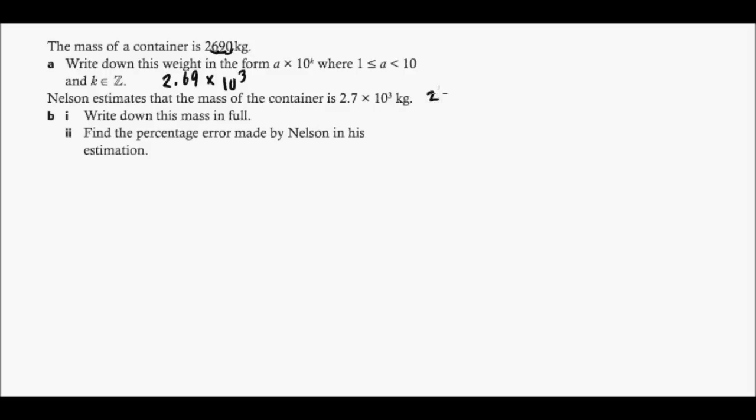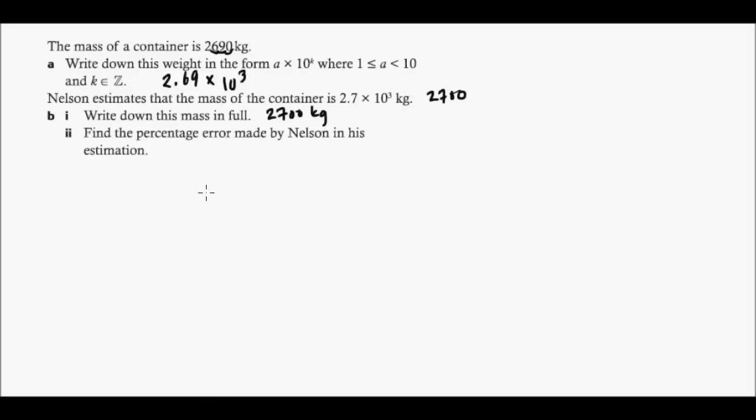Nelson estimates that the mass of the container is 2.7 times 10 to the third power. Okay, so that's basically 2,700. That's what he estimates. Write down the mass in full. Okay, well, you move 3 spaces to the right. I just did it. It's going to be 2,700. And don't forget kilograms, because you get a unit penalty there.